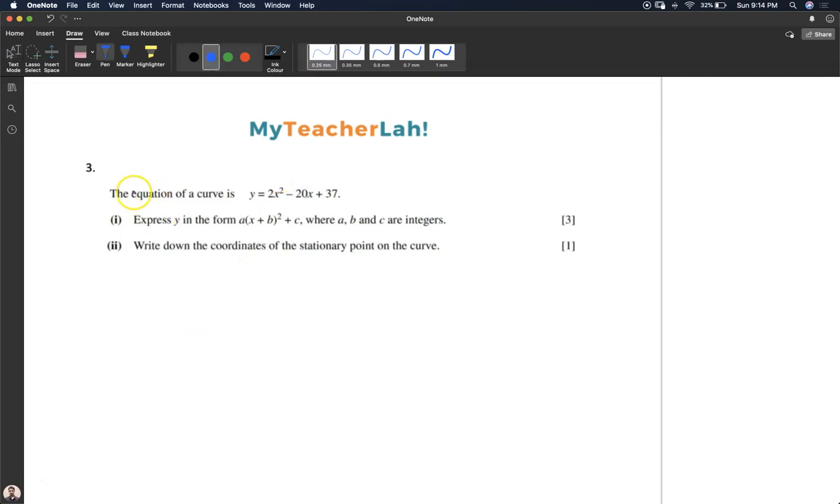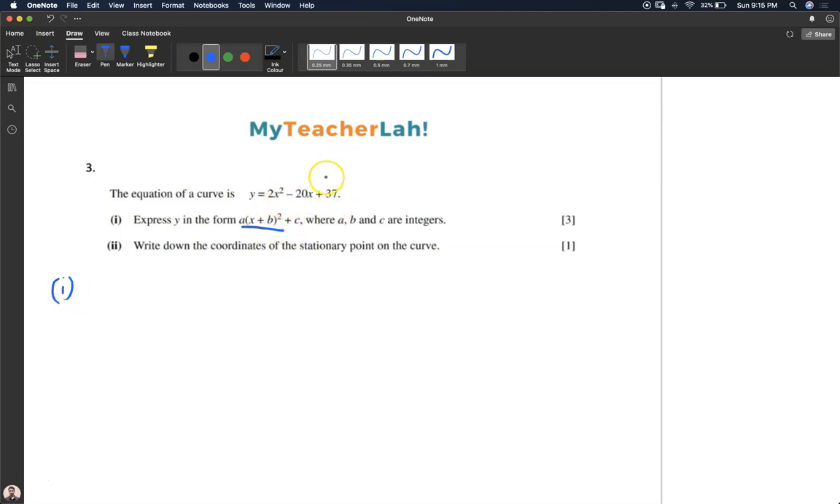Okay, let's see. The equation of a curve is y equals 2x squared minus 20x plus 37. Express y in this form, where a, b, c are integers, and write down the coordinates of the turning point. Alright, so let's do the first one first. Now, this is basically a form of completing the square. I hope you remember or recall what completing the square is, but it's okay if you don't. I will go through it step by step.